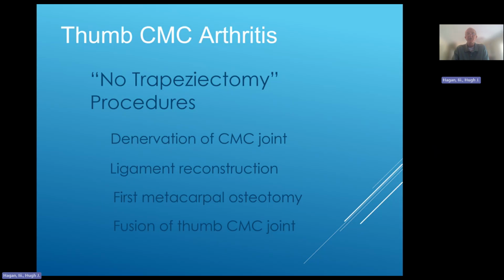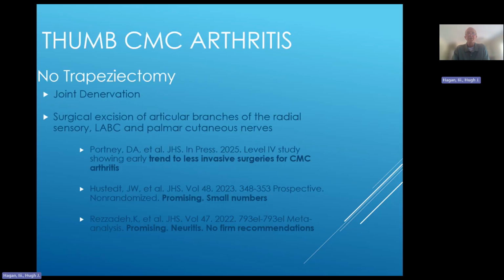Some of the no trapeziectomy procedures include denervation, which is gaining some popularity, simple ligament reconstruction described back in the 80s by Eaton and Littler, metacarpal osteotomy, and fusion of the thumb CMC joint. So talk first a little bit about joint denervation.